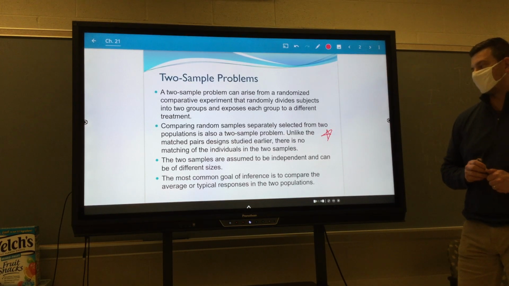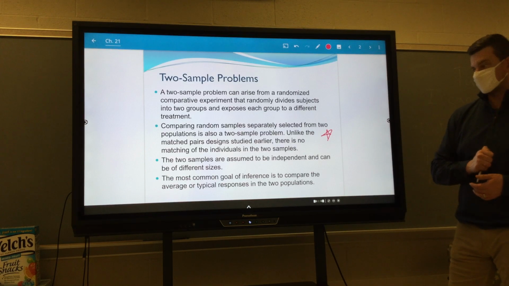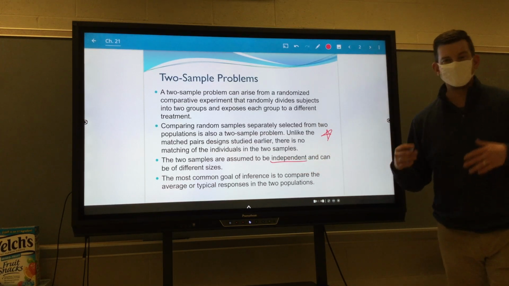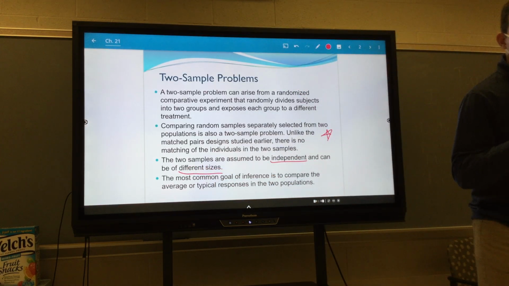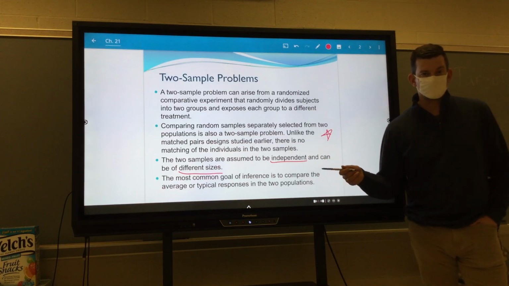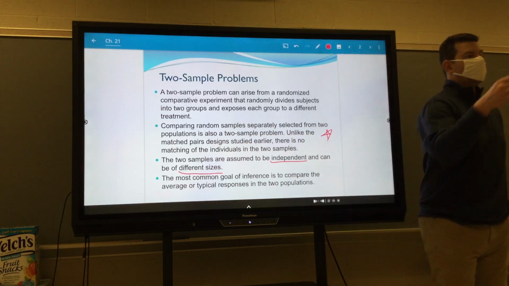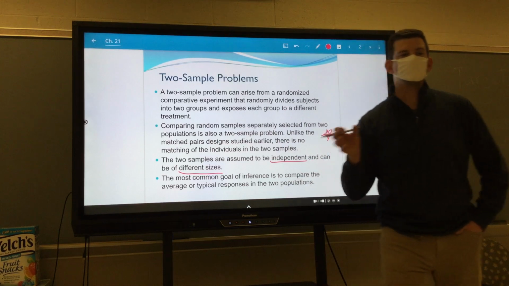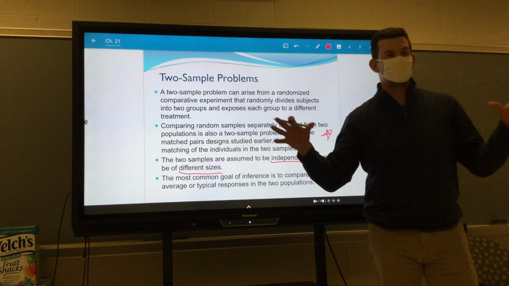Unlike the matched pairs design that we talked about last week, there is no matching of the individuals in the two samples. Now, the two samples are assumed to be independent of one another and can be of different sizes. This is important. Okay? We need independence. It's not like if you respond one way, you're in group A, and if you respond the other way, you're in group B. That doesn't work for a two-sample analysis. We need to have total independence between the two samples we're comparing.